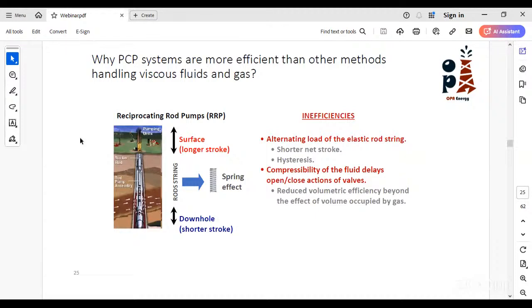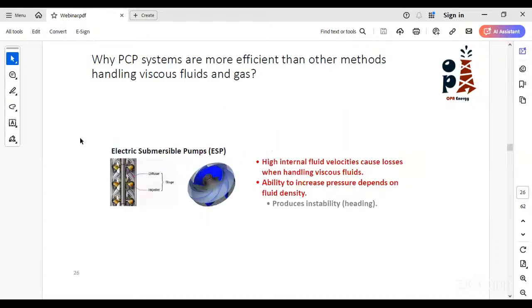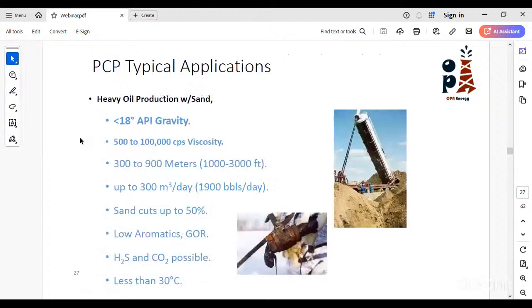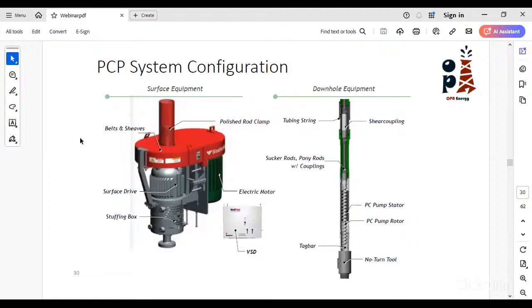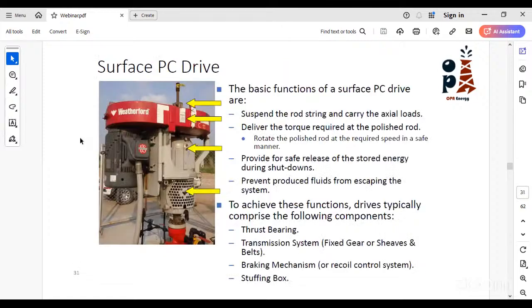We have talked, of course, about the advantages of the PCP over the sucker rod pump and even over the ESP system, and the best typical applications for the PCP. And to save more time, let's talk about the components of the PCP shortly.